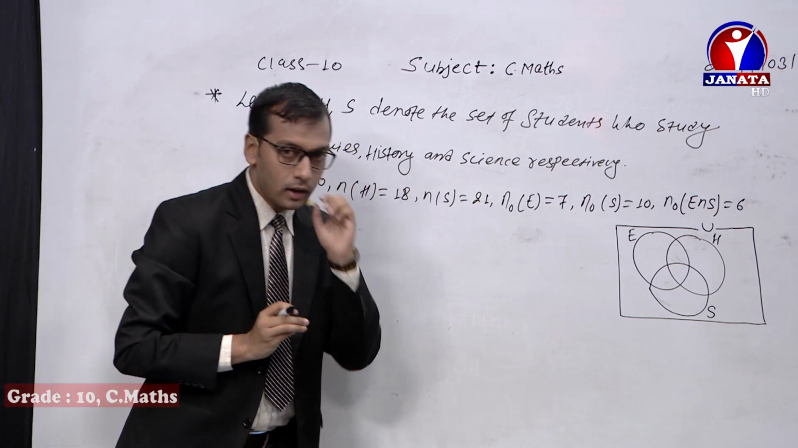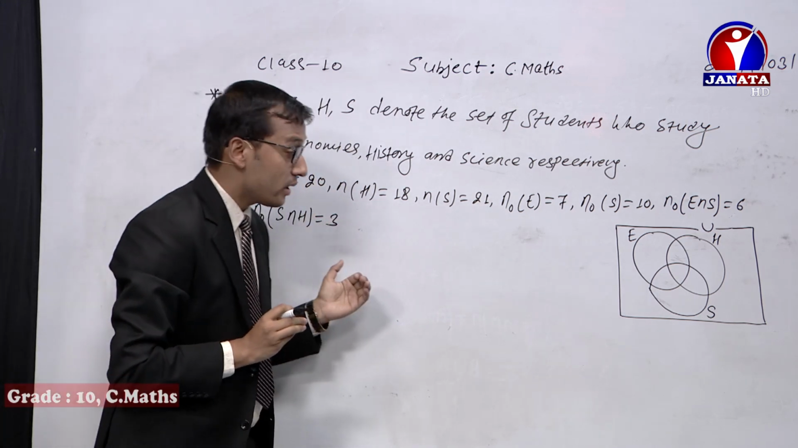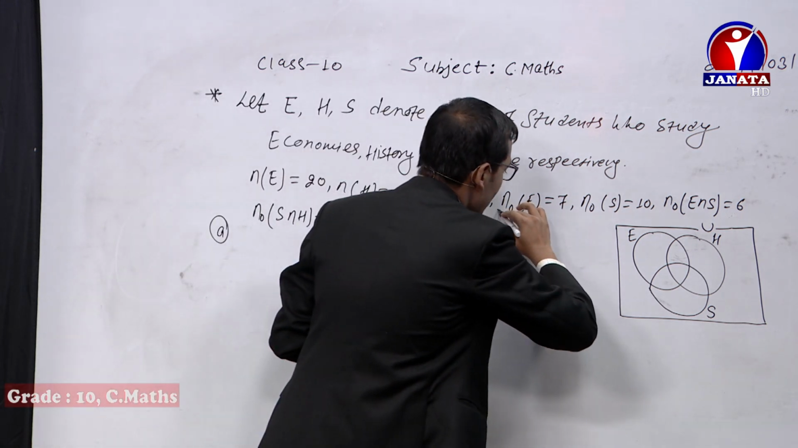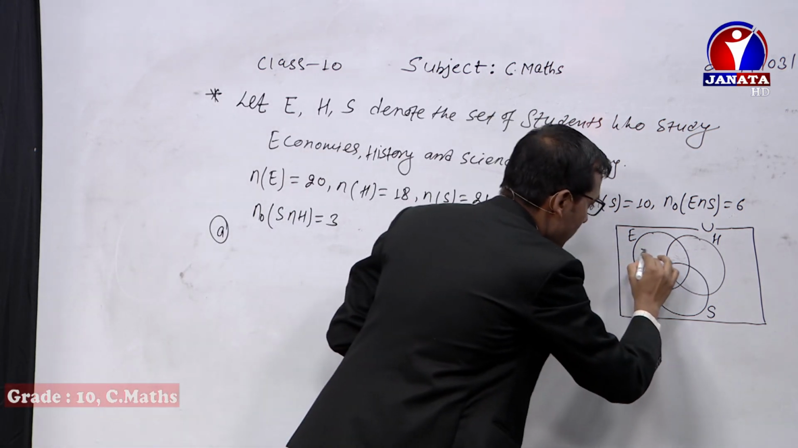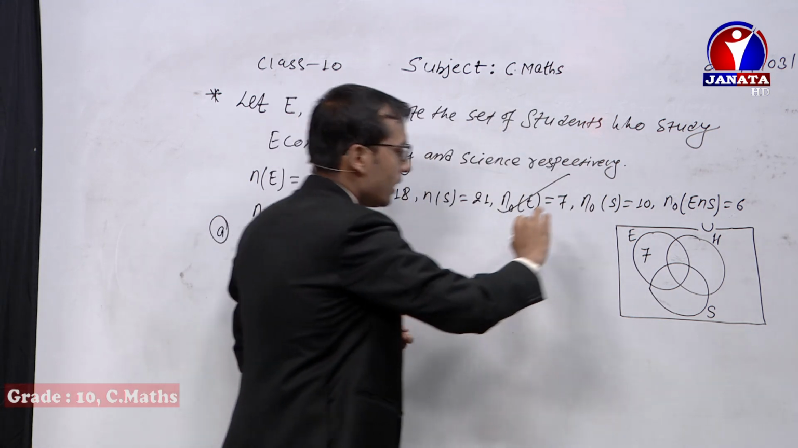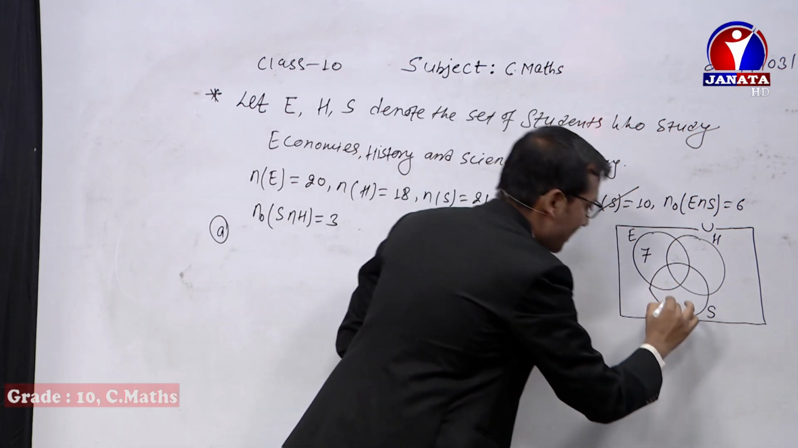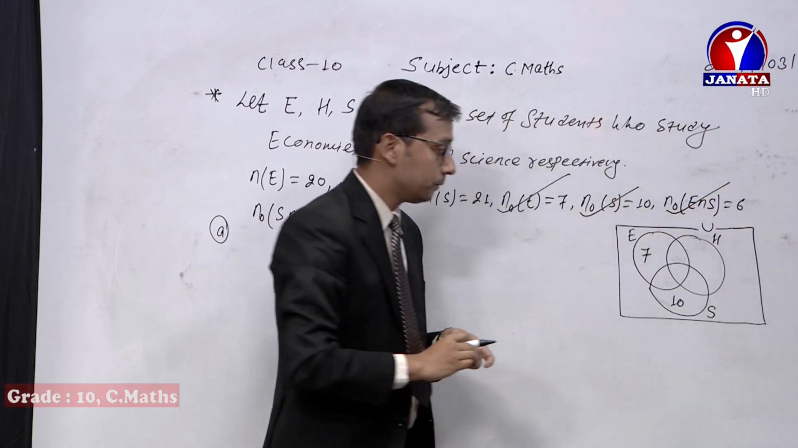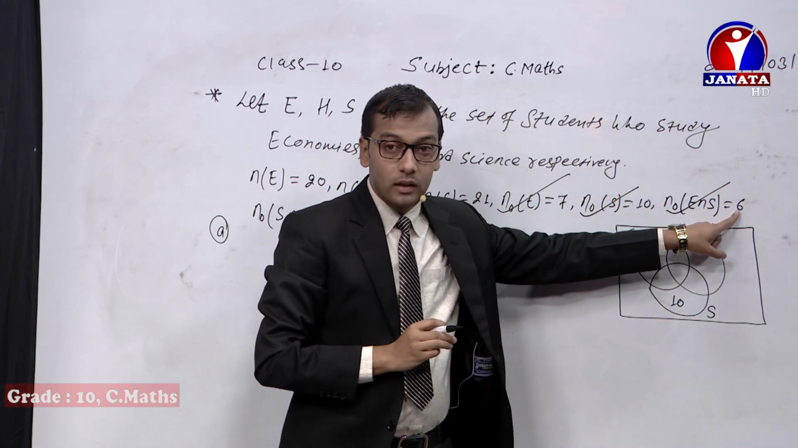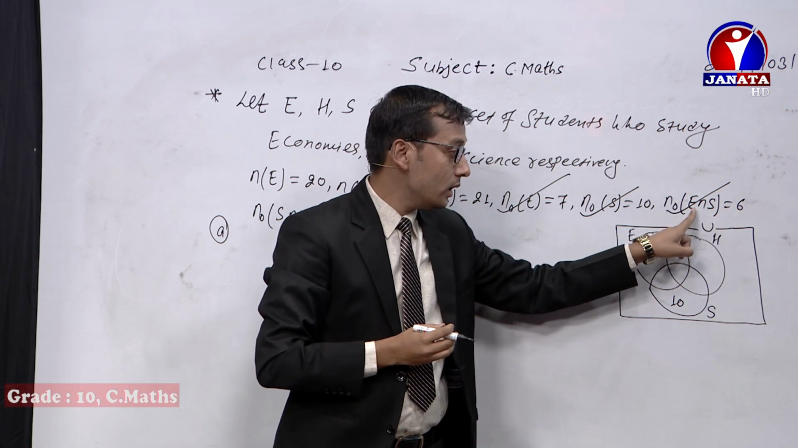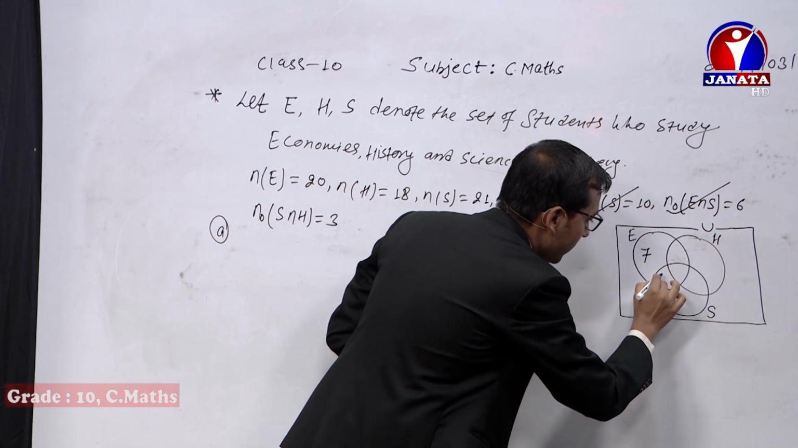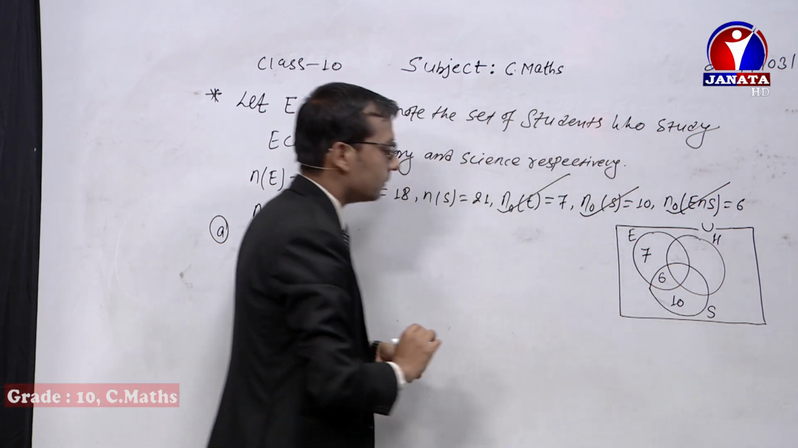So first of all, let's try to fill in the information which is given. We can start from N only E. What is N only E? 7. This is N only E, 7. What is N only S? 10. What is N only E and S? So 6 is the intersection of E and S only. So E and S intersection only, this region is 6.